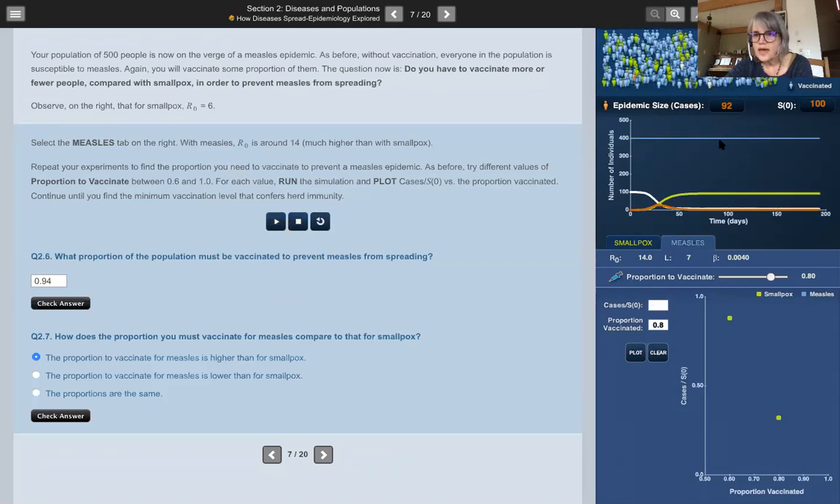You'll notice that the total population size is 100. So it's 92 divided by 100. Even with 80% vaccinated, I still have 92% of the population getting sick. Then I would plot that. This is going to be different for measles versus smallpox.